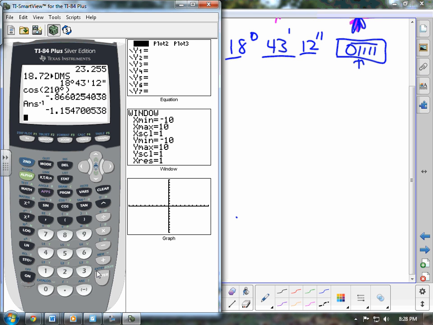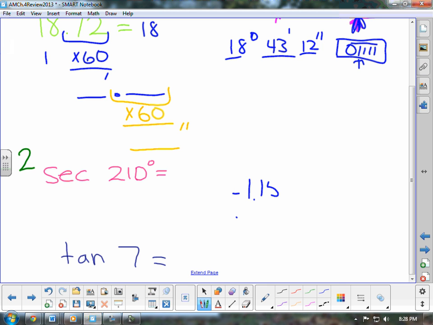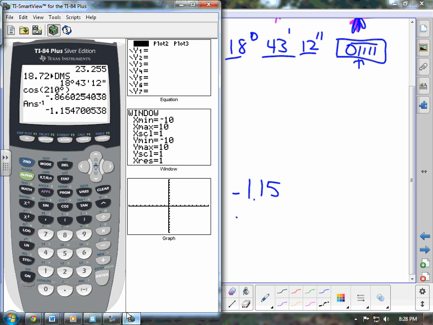-1.15. And then this last question says, what's tangent of 7? Well, now that's a radian because there is no degree symbol after it, so then all you do is push tangent and 7 and close it and hit enter, and you get 0.8714.